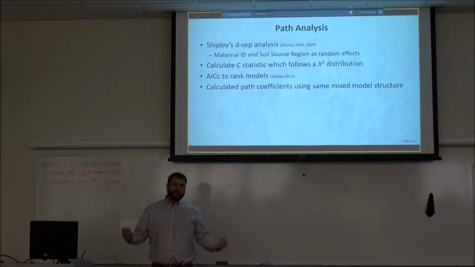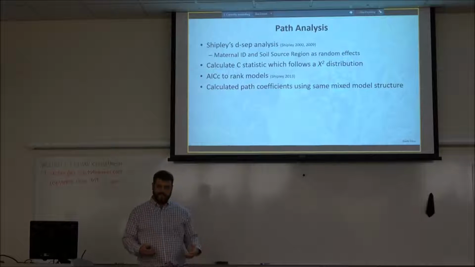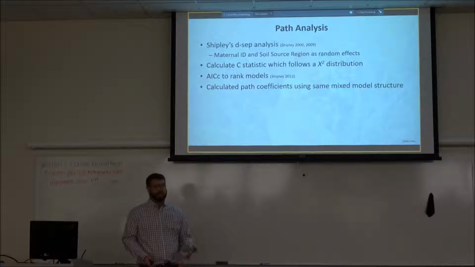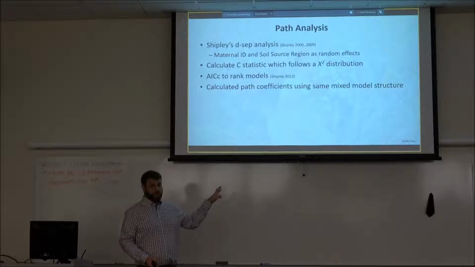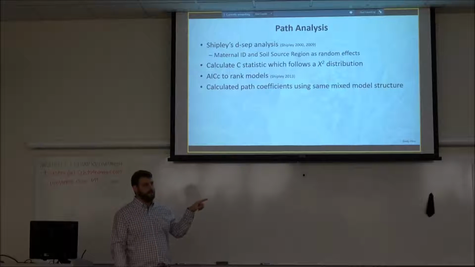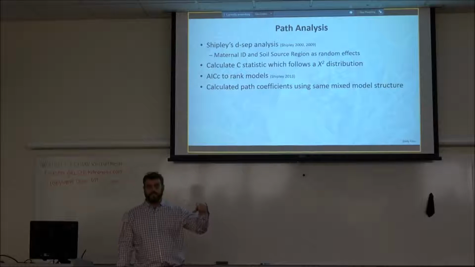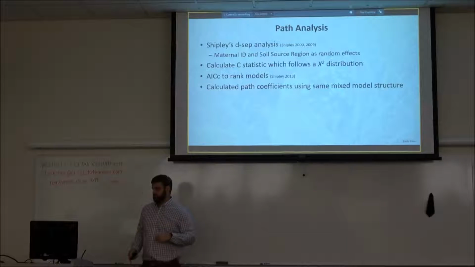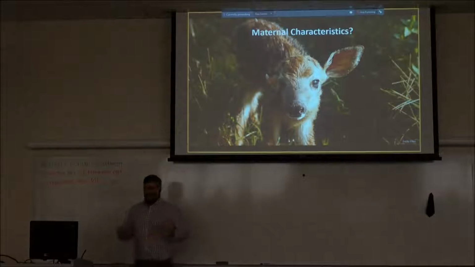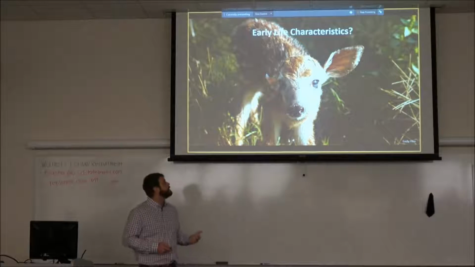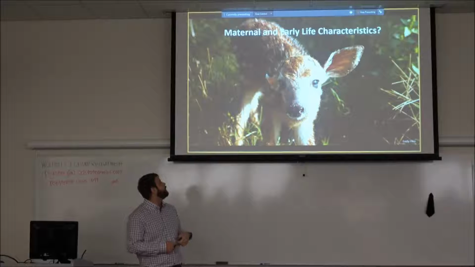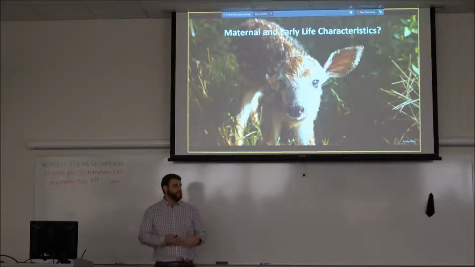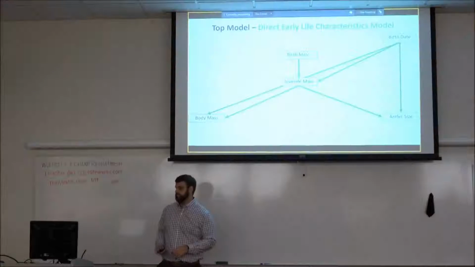Once we finally get our one top-ranked model, we know what relationships exist, but we don't know the influence of those relationships. So we use the same model structure, or the mixed model structure that we used to assess model fit, to then calculate the standardized regression coefficients to assess the relative influence between those variables. So we find if it's maternal characteristics, early life characteristics, or a combination of both that really influence offspring phenotype, and do those influences persist across time.